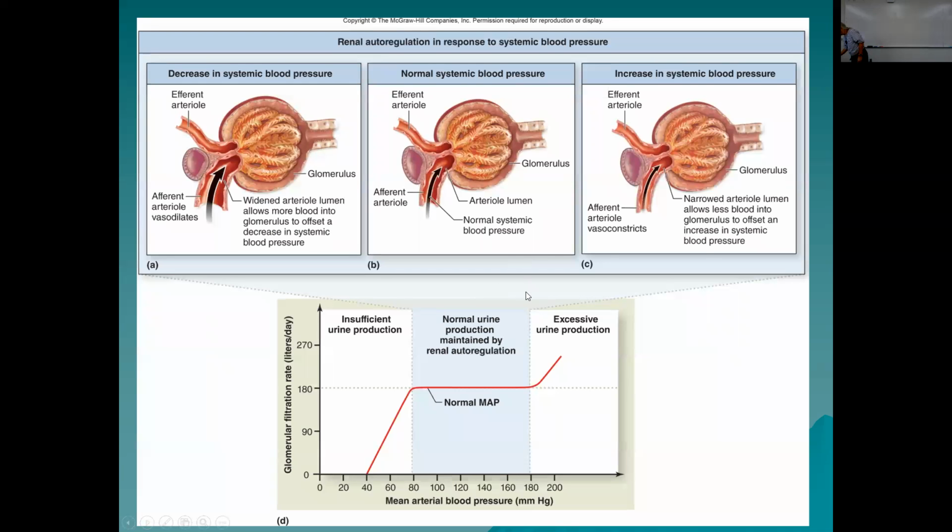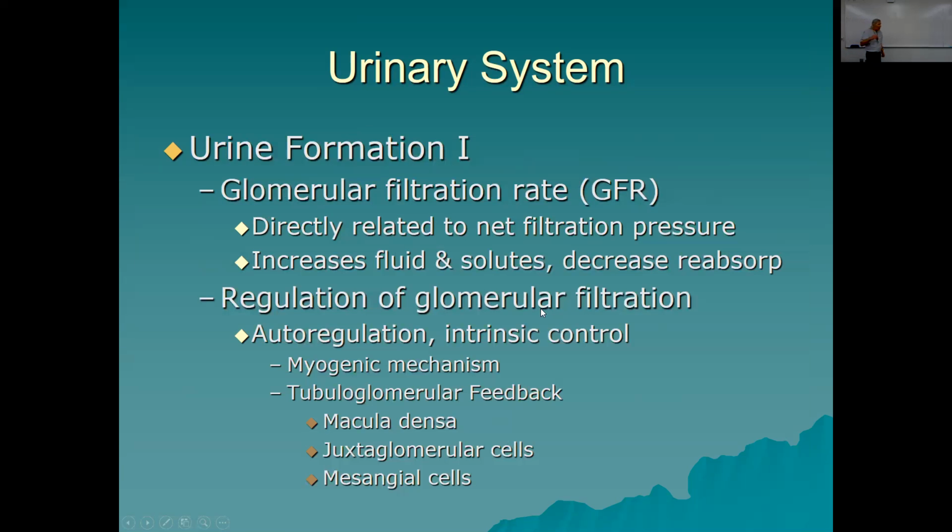Okay, the juxtaglomerular apparatus. It's kind of a mysterious thing, in the sense that the macula densa cells detect the salt concentration of the filtrate in the distal convoluted tubule. And here's the thing, we're going to get into what's happening in different parts of the nephron.